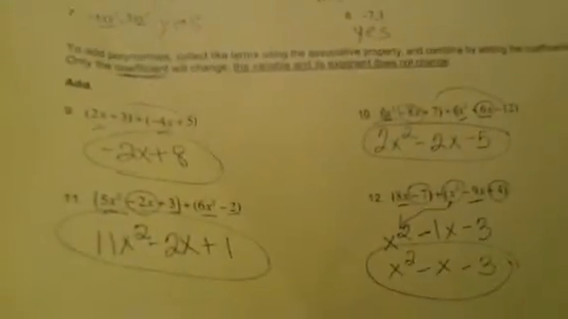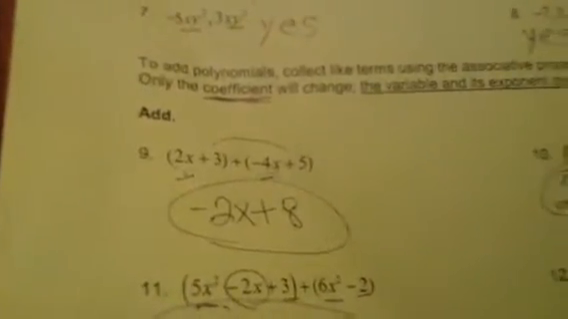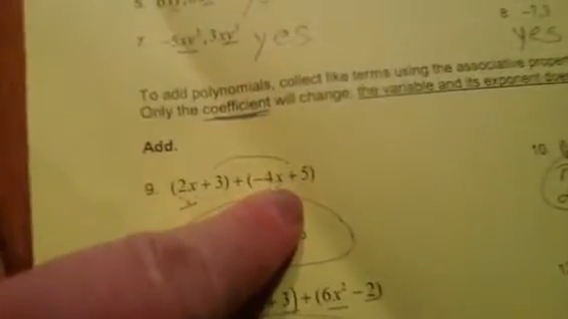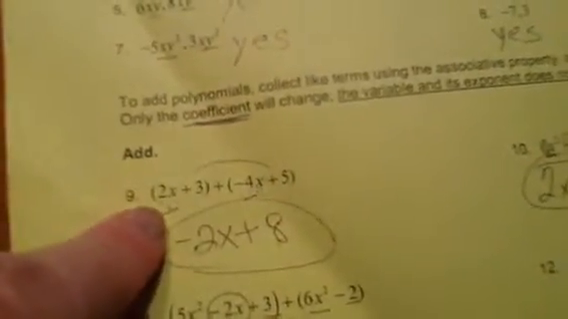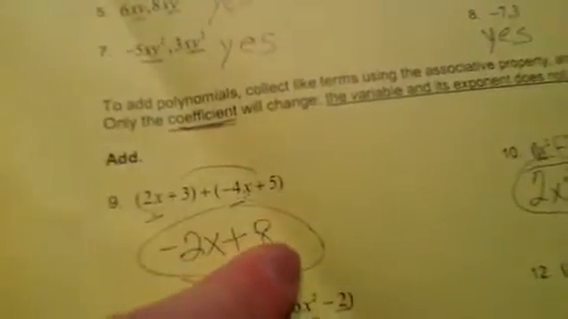A few examples down here of what we've done before. When we're combining like terms, they've just set these up with the polynomials. And so instead of just combining like terms, we say, okay, we have 2x plus 3, negative 4x plus 5. Put our like terms together. Combine our x's, we get negative 2x. 3 and 5, we get 8.